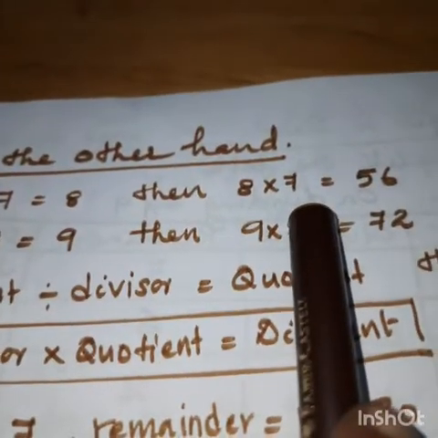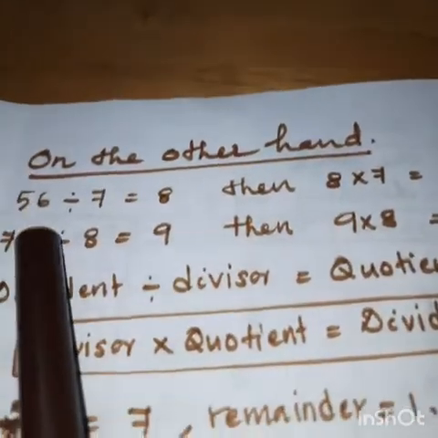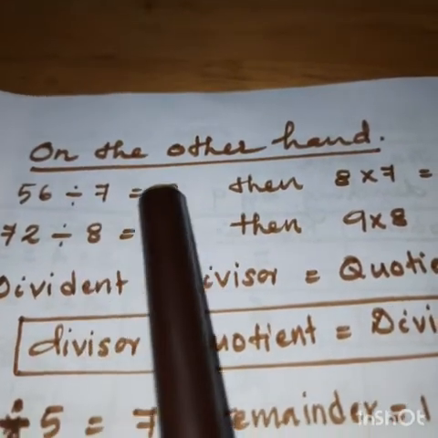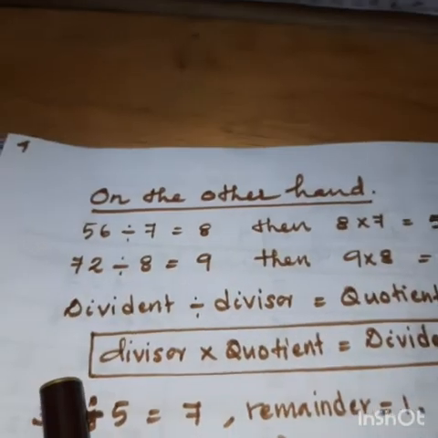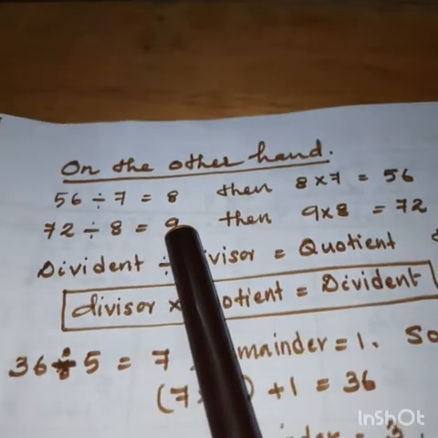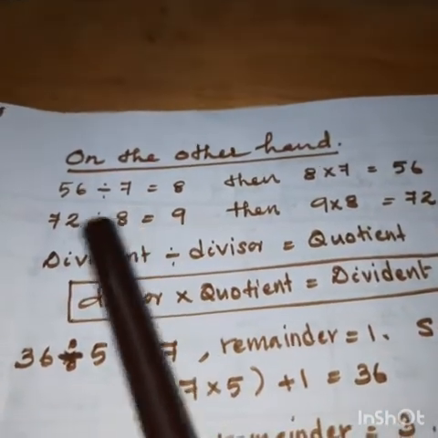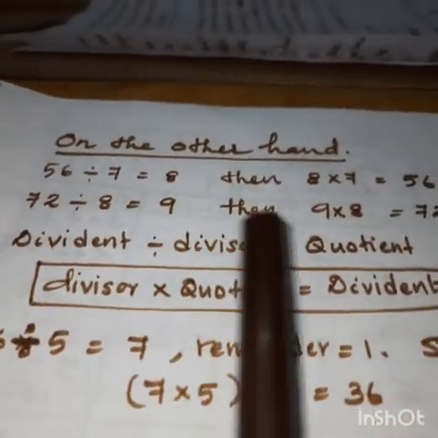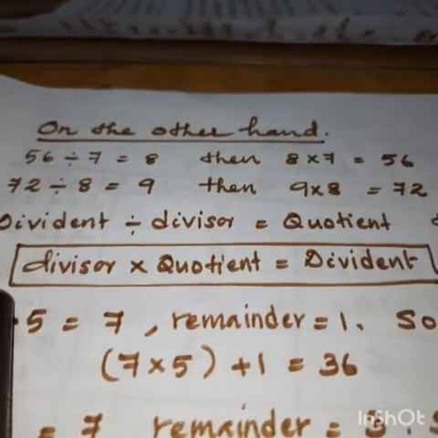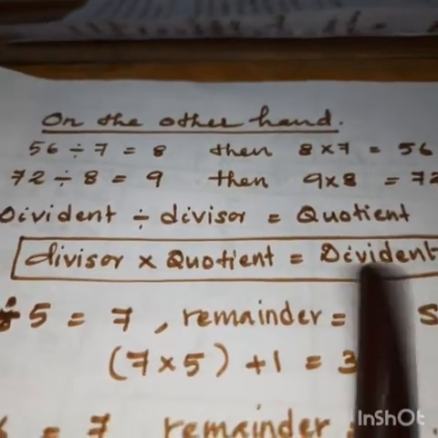On the other hand, the question: 56 by 7 is equal to 8. Then 8 into 7 is equal to 56. That means if 56 is divided by 7, we get 8. Then 8 into 7 must be 56. Also 72 by 8 is equal to 9. Then 9 into 8 must be 72. That means dividend by divisor is equal to quotient. Then divisor into quotient must be the dividend.